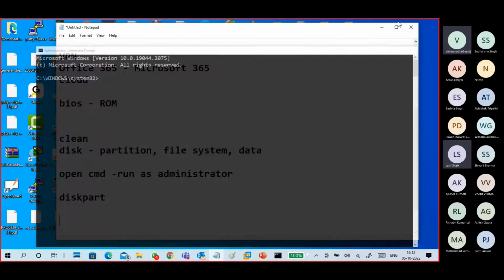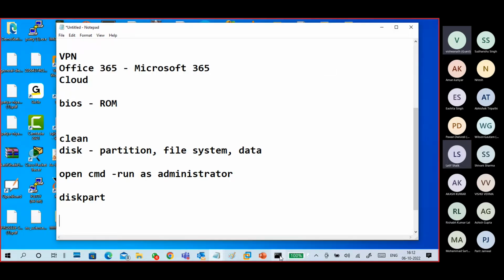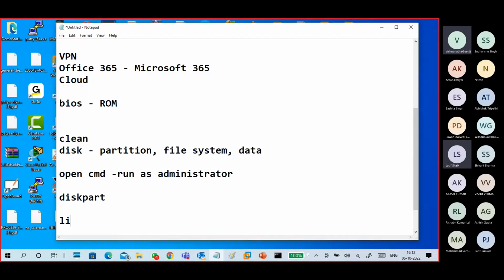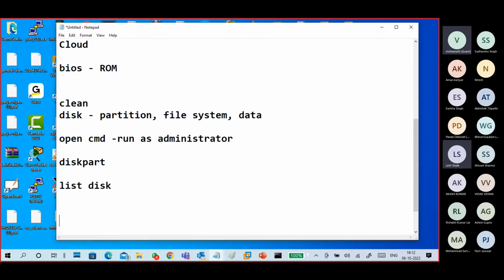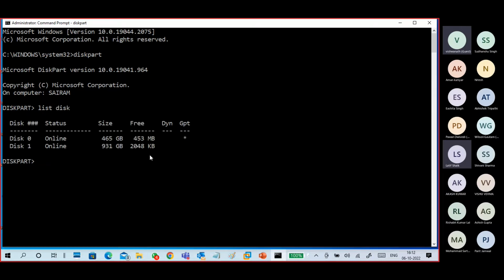We should not do this one, guys. This is a run as administrator command prompt in C:\Windows\System32. Diskpart is a command to manage the disk using the command prompt. In this, you first have to run list disk, to see what disks are in your PC. See, I have two disks, disk 0 and disk 1.